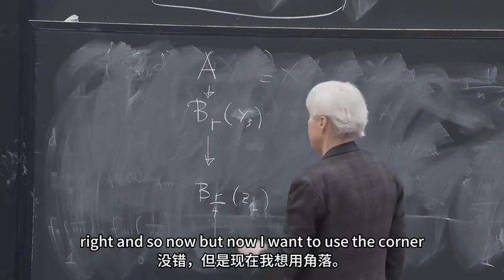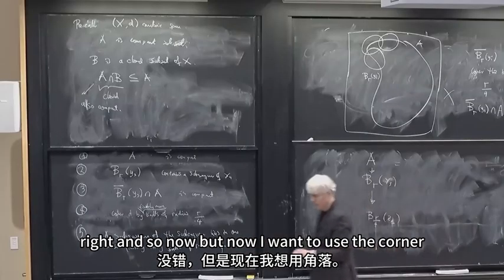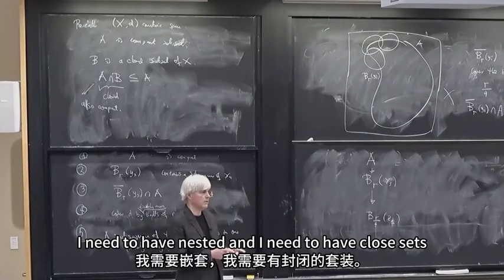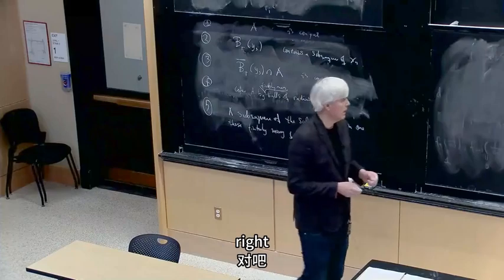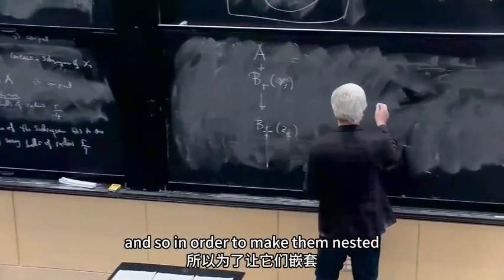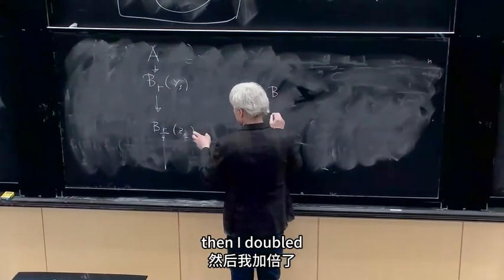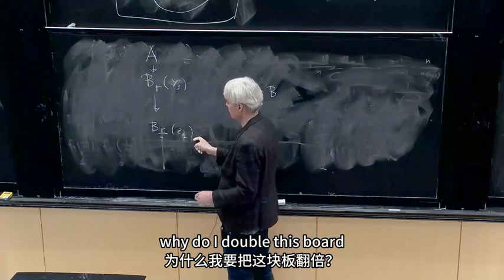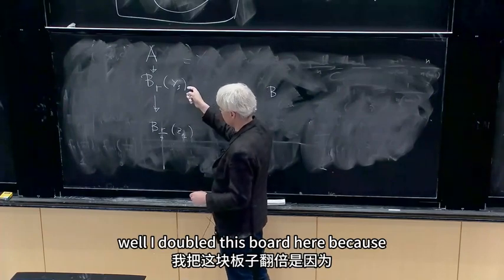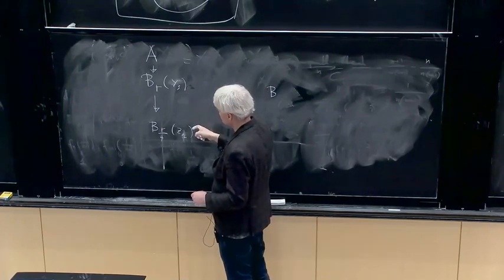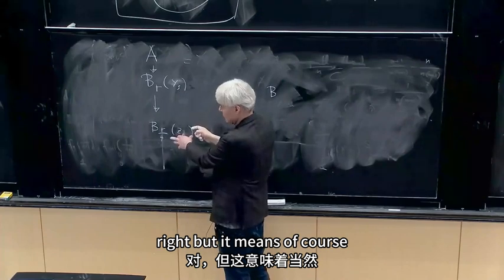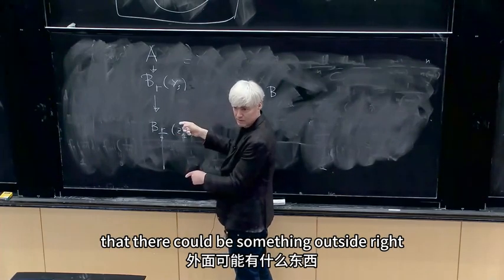Right, and so now I want to use the corollary. If I need to use the corollary, I need to have nested and closed sets, right? And so in order to make them nested, I'm going to double this ball. Why do I double this ball? Well, I double this ball here because these guys here cover this, right? But it means, of course, that there could be something outside, right?